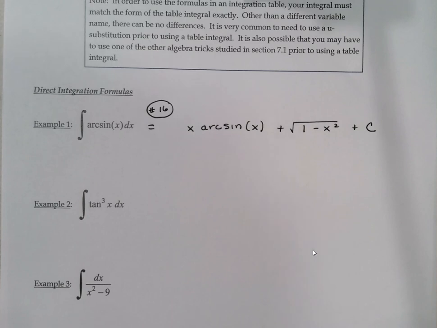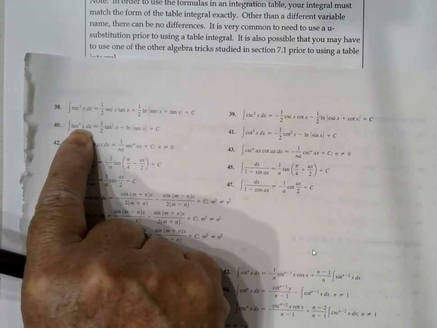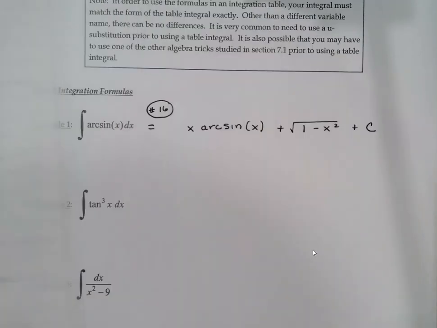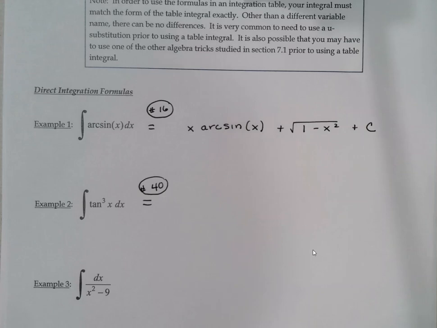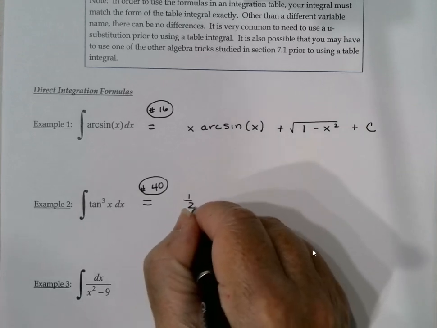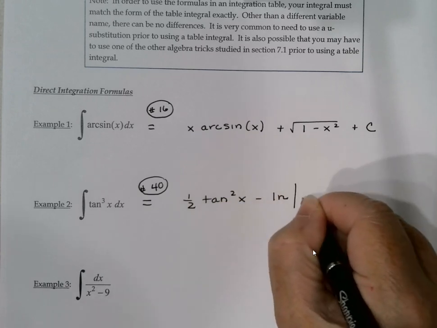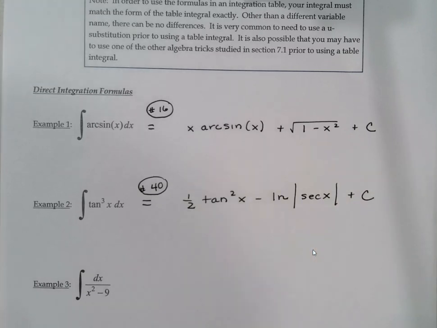Number 2, tangent cubed x. Probably I should look in the trigonometry section for that. So let's see here. I'm noticing number 40 is exactly what I want, tangent cubed x. So there's my integral, and again, I'm just going to document by saying it's number 40, and then I'm going to copy out my answer. So number 40 tells me I get 1/2 tangent squared x minus the natural log of absolute value secant x plus c. Simple as that.